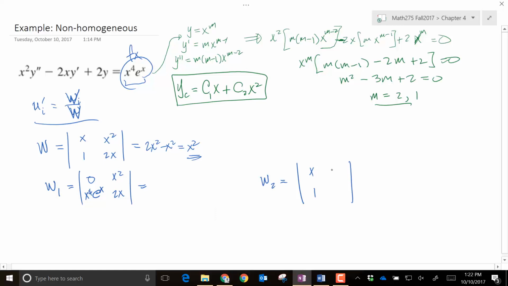And so we'll do the same over here. All right. We're finding determinants. So this is going to be 0 minus x to the 6th e to the x. And over here, it's x to the 5th e to the x minus 0.